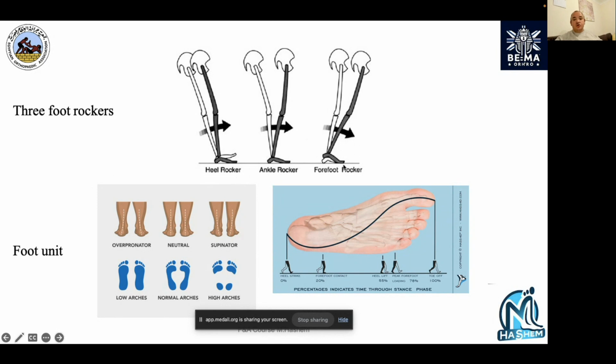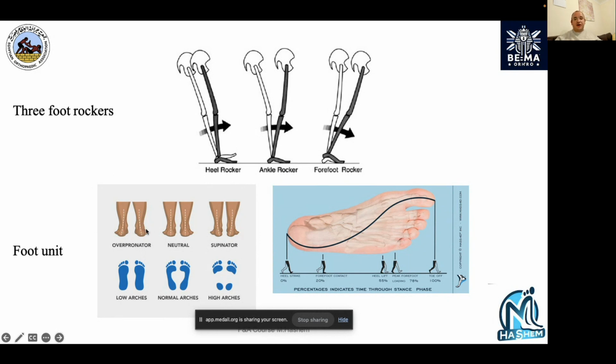So you try to shorten or minimize your forefoot rocker stage. The importance of the foot rockers is that they give you a clue where the pathology is in the foot and ankle. Then when you look at the foot unit, you understand that, as we explained in the last lecture, normally you have some degree of physiological valgus, which goes into varus with the movement.